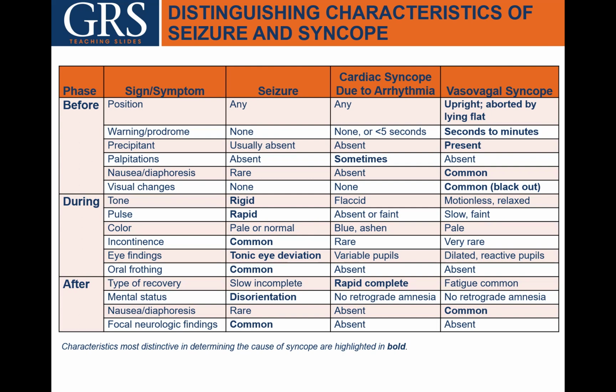And for vasovagal syncope, before syncope the patient normally has a prodrome, as we talked about, and sometimes has a flushing feeling on their face. Some patients feel nausea and even vomiting sometimes. Some patients have blackout in their vision, and some have diaphoresis. During syncope, it's pretty similar to cardiac syncope. And after the syncope, some patients also have some nausea and diaphoresis.